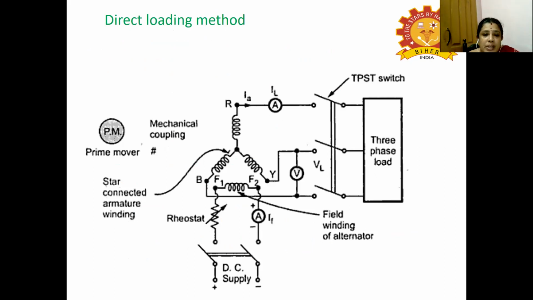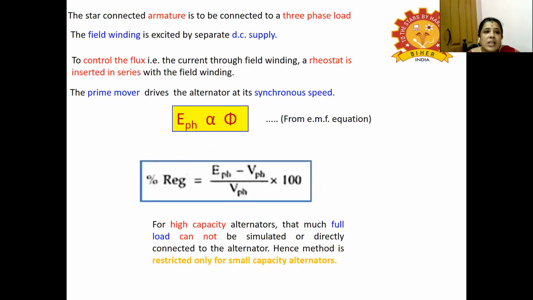What you're going to do here is excite your field winding with the help of a DC supply. Then you close the switch and add your load. For each load, you note the current and the voltage. The star connected armature is connected to the three-phase load. The field winding is excited by a separate DC supply. To control the flux, a rheostat is inserted in series with the field winding. The prime mover drives the alternator at synchronous speed.